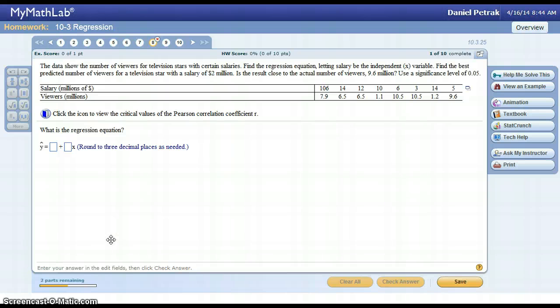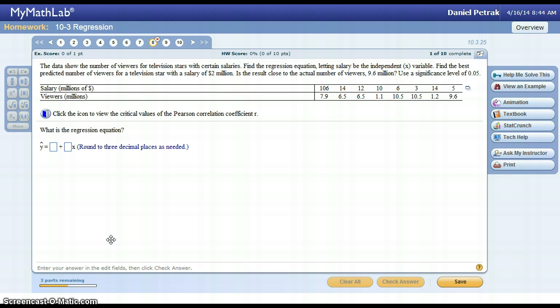Hey everybody, this is a video to help us use StatCrunch to calculate the regression equation of a scatter plot. We're going to do simple linear regression here, and then we're going to learn a little bit more about the Pearson correlation coefficient, or R, that describes the association here and be able to evaluate that.